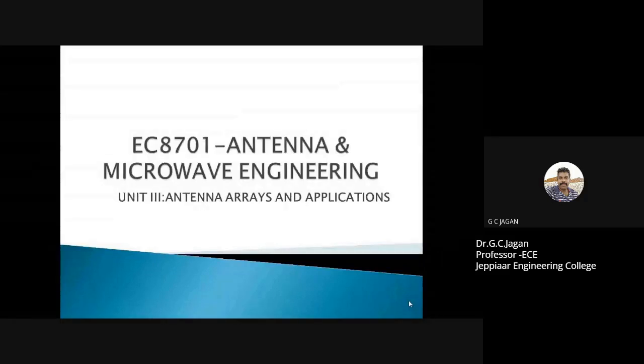Today we are going to start with the third unit of antenna and microwave engineering. In the first unit we studied the basics of microwave engineering and the basic parameters of antenna. In the second unit we studied the design aspects of the antenna, its radiation pattern, and some types of antennas. In the third unit, we are going to study antenna arrays and applications.